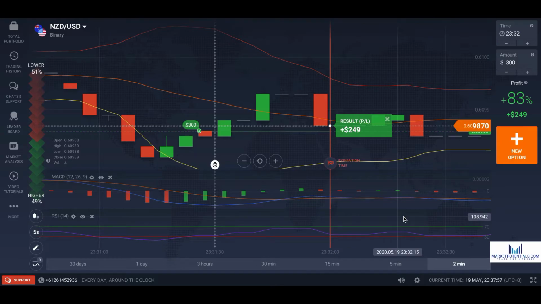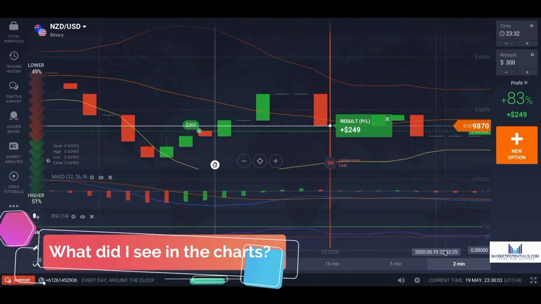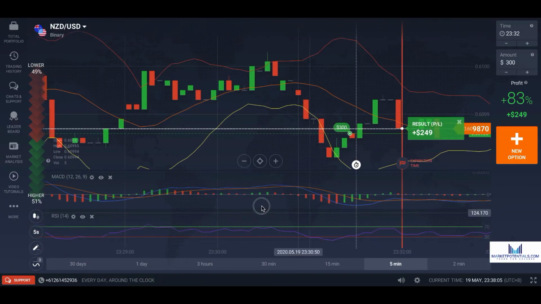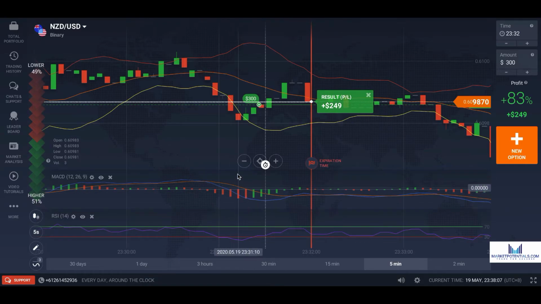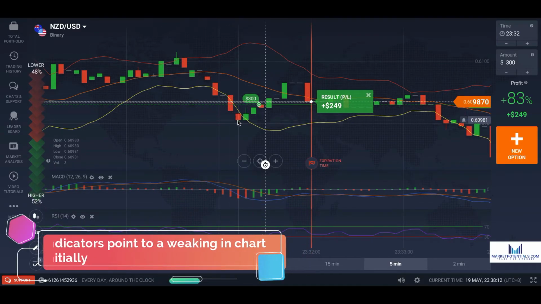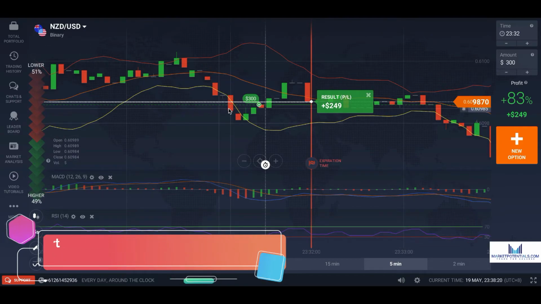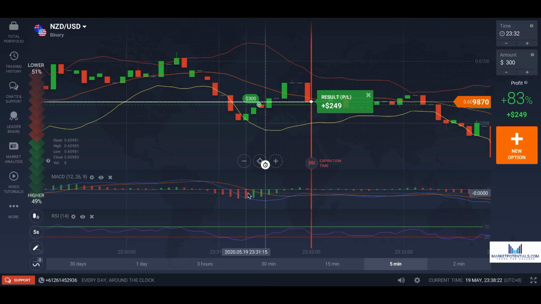Now, let me zoom in into the trade again and tell you exactly what I saw and what made me choose higher. As I told you, this was the entry point, the white line. We saw that from here the chart weakened, as you can see, all the red candlesticks, the red line above here, and this line dipping below the red line, the RSI. All of this combined tells me the chart is weakening, and true enough, it was.